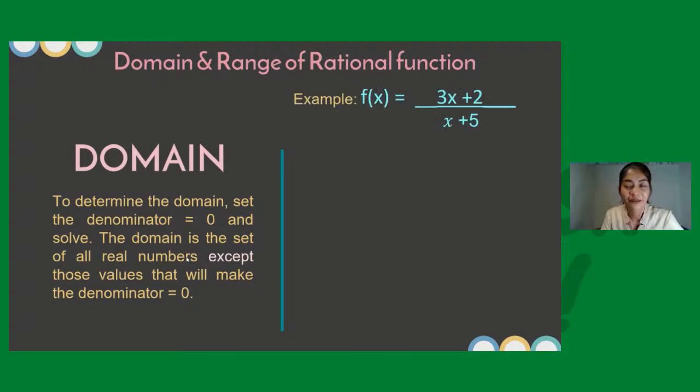Okay. So for example, we have f of x is equal to 3x plus 2 all over x plus 5. To solve for this, we will have, ayan, anong gagawin daw natin? We have to equate the denominator with 0. So since the domain are those values that will not make the denominator equal to 0, ginagamitan natin siya ng not equal to sign para hindi tayo malito. So, okay. Now, let's solve for the value of x here. Transposing that, we will have x is not equal to -5.